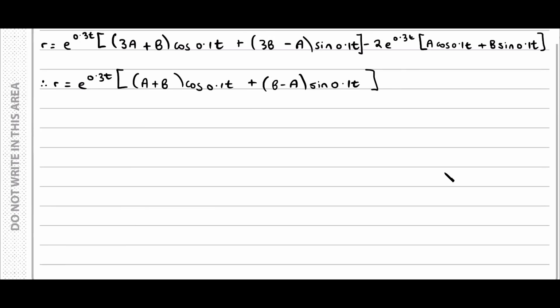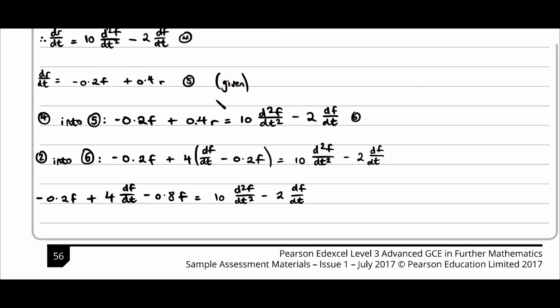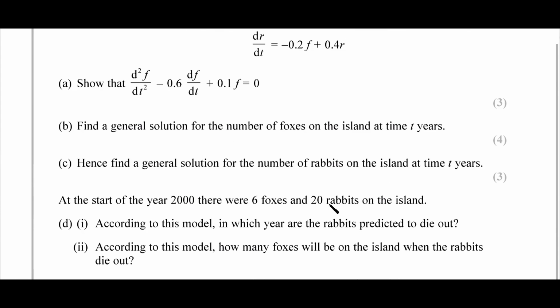So to do this question, the year in which the rabbits are supposed to die out is when r is equal to 0. But before that, we need to find out what the values of a and b are, so we can find an equation for f and r in terms of knowing the values of a and b. Now, initially, in the year 2000, there's 6 foxes and 20 rabbits. So at the start of the year 2000, this is when t is equal to 0. There's 6 foxes, f equals 6, 20 rabbits, r equals 20.